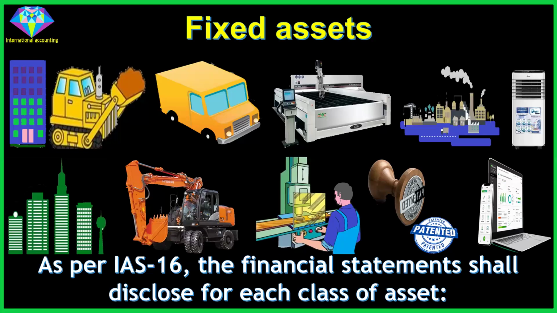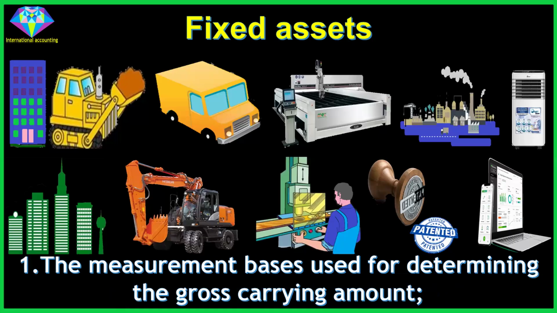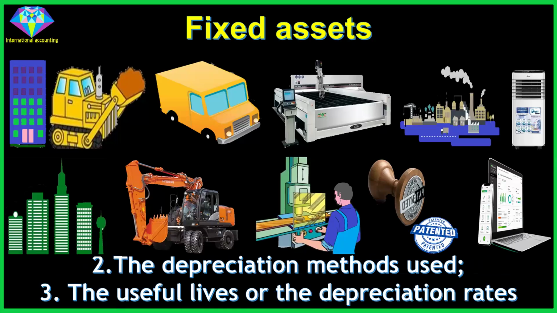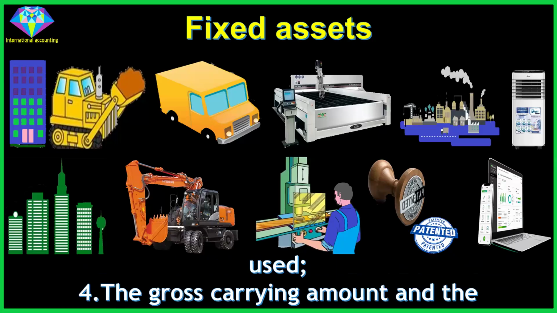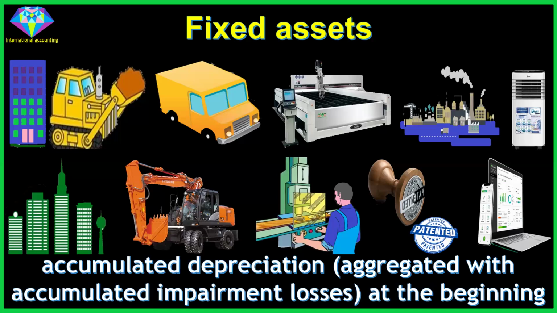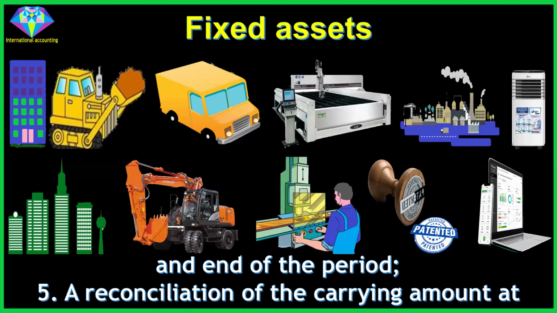As per IAS 16, the financial statements shall disclose for each class of asset: 1. The measurement basis used for determining the gross carrying amount. 2. The depreciation methods used. 3. The useful lives or the depreciation rates used. 4. The gross carrying amount and the accumulated depreciation, aggregated with accumulated impairment losses, at the beginning and end of the period.